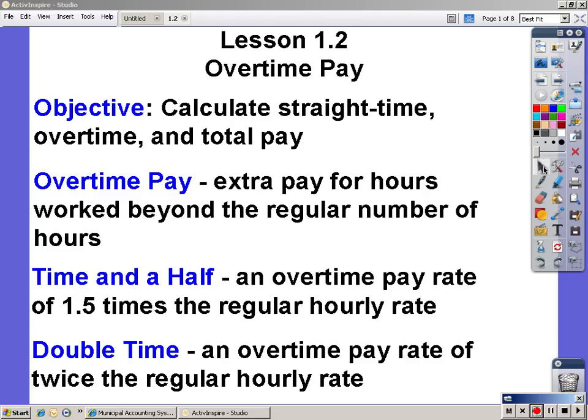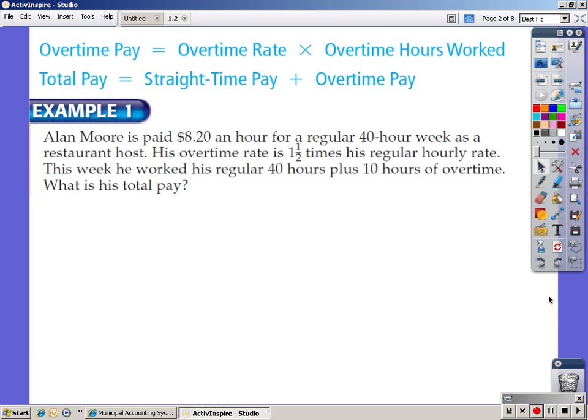All right, moving right along. Here are the formulas that you need to write down. Overtime pay is overtime rate times overtime hours worked. And total pay takes our formula from yesterday for straight time pay, and you add it to your formula for overtime pay to get total pay.